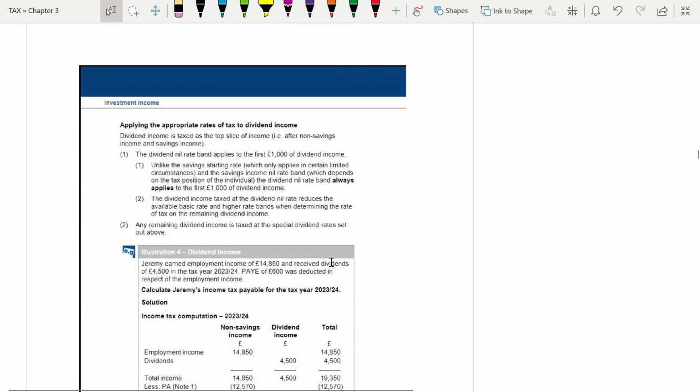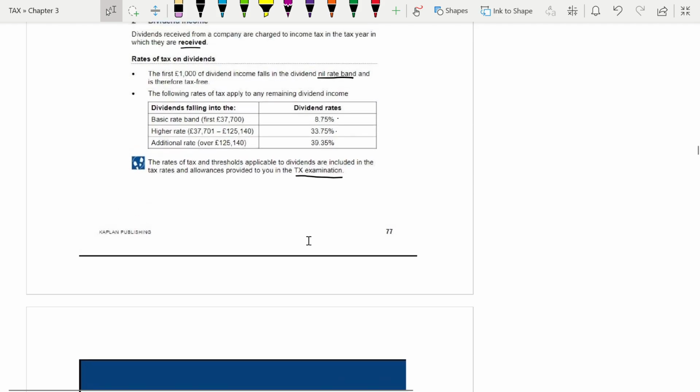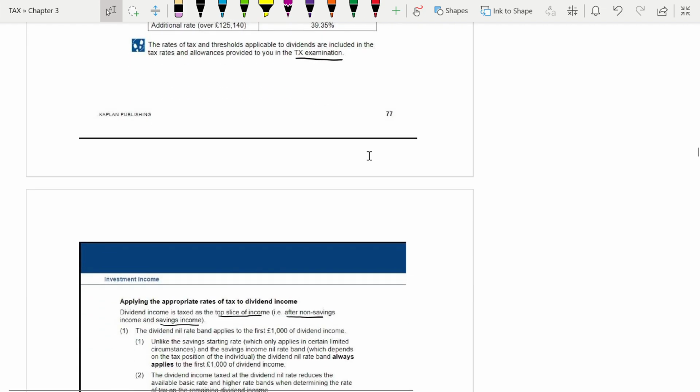Now there are some specific things we have to consider. Applying the appropriate rate, dividend income is taxed at the top slice of income, that is after non-savings and savings income. First preference is given to employment income, then savings income, and then if the individual has that much income, they will make investments. That's the reason. Within the basic rate the rate is less, but subsequently the dividend tax rate will increase.